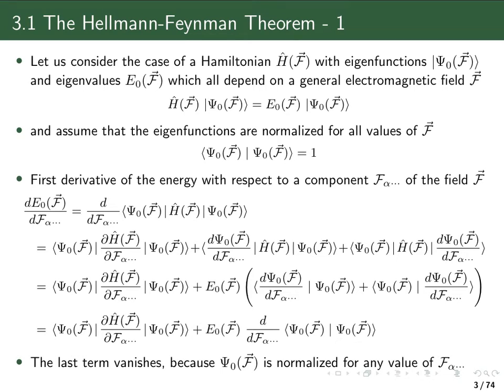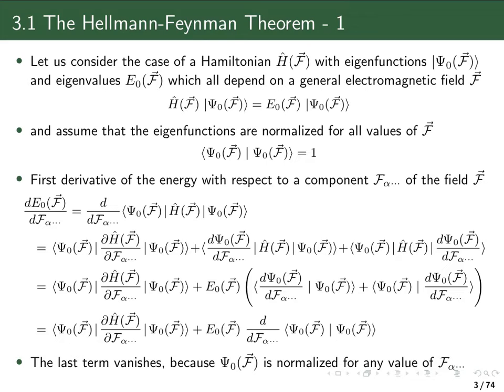What we want to investigate now are expressions for the first derivative of the energy with respect to a component of this field. So we take the derivative of the energy, meaning the eigenvalue of this Hamiltonian, with respect to one of the components of the field. And the energy, of course, we can calculate as the expectation value of the Hamiltonian with its wave function. And so therefore we take the derivative of this expectation value with respect to a component of the field.